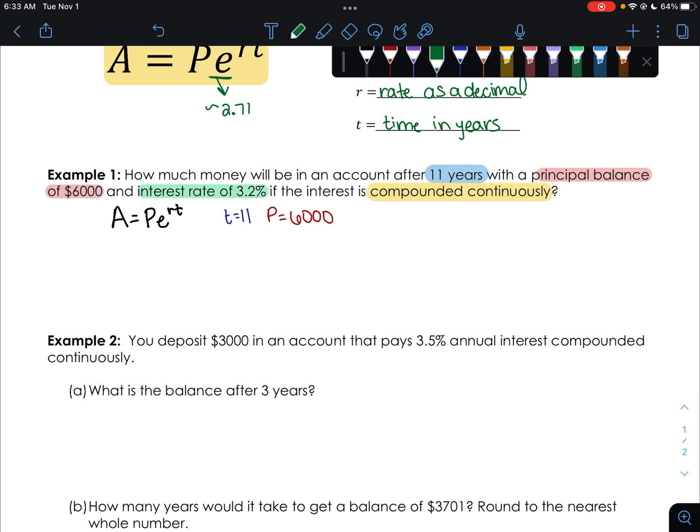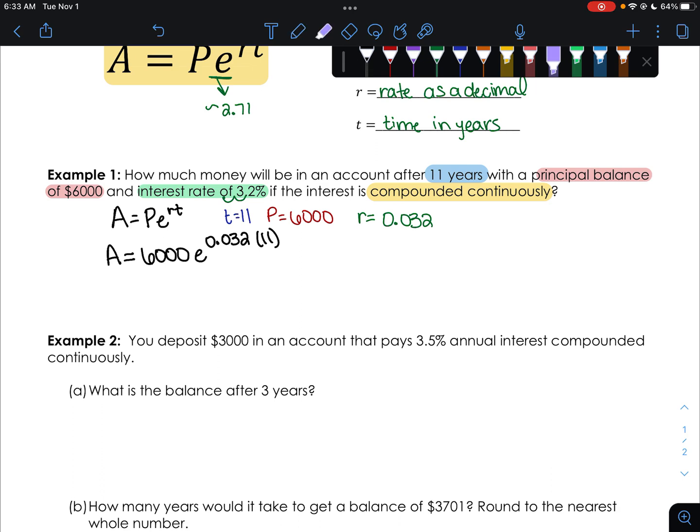Well, we can't use 3.2% as our rate. What we need to do is move our decimal two places to the left, and that would give us 0.032. Now that we have all of our variables, we can go ahead and plug it in. So we have A equals 6,000 times e to the 0.032 times 11.